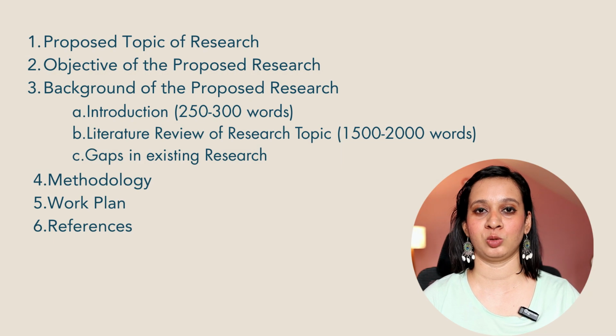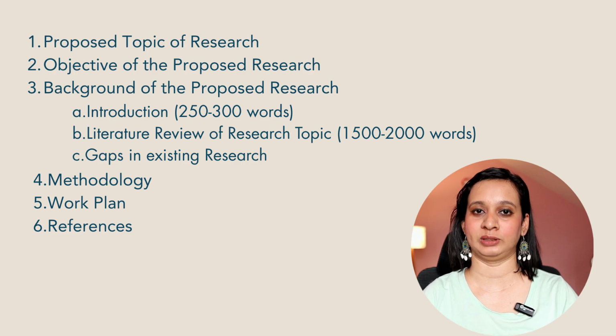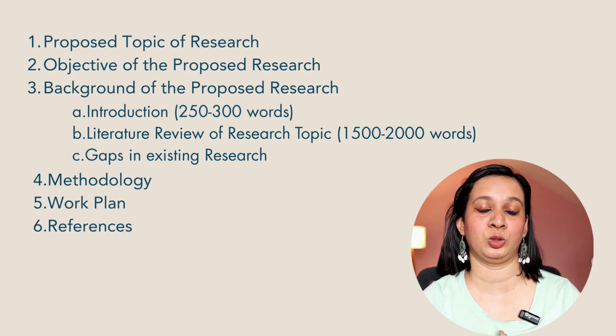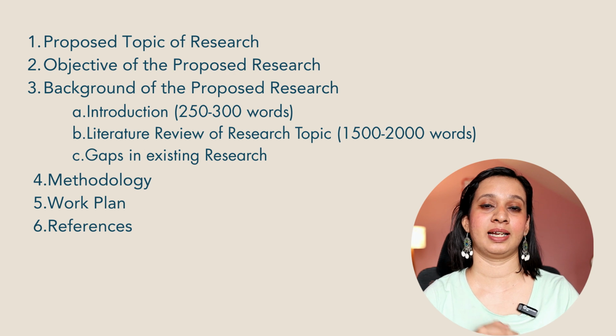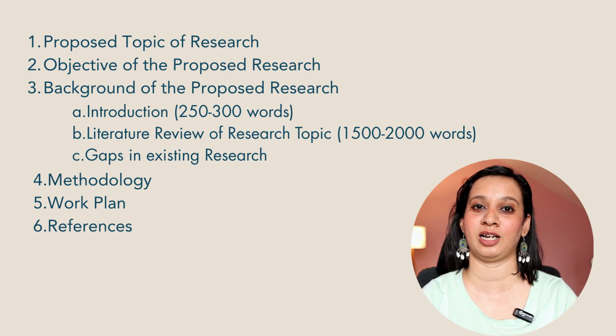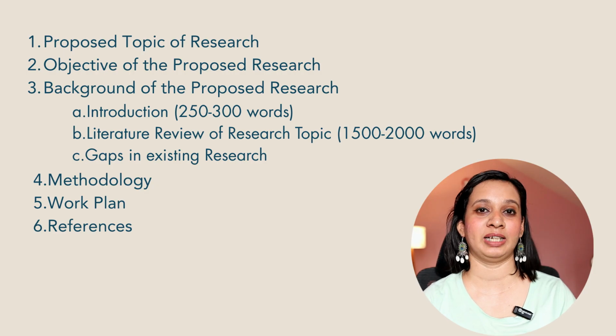So now let's move on to the structure of a research proposal. Here we are coming to the main document that is required for you to tell your PhD topic to everyone. First, we have the proposed topic of research. Then we have the objectives. Then we have the background of the proposed research. Under this, there are three separate headings, and when we go into the detail, I will explain each section and how to write that in detail. Methodology. Then we have the work plan. And finally, we have the references. So now that you know each heading under a research proposal, let's go one by one in detail.